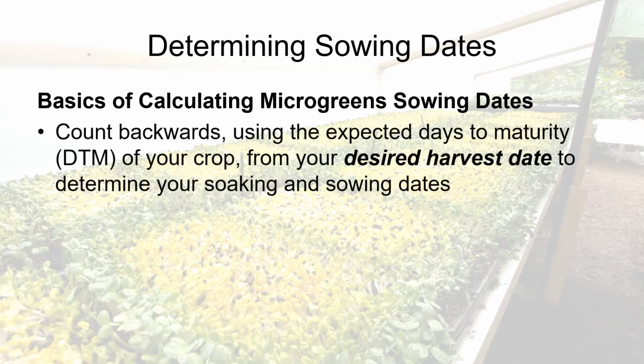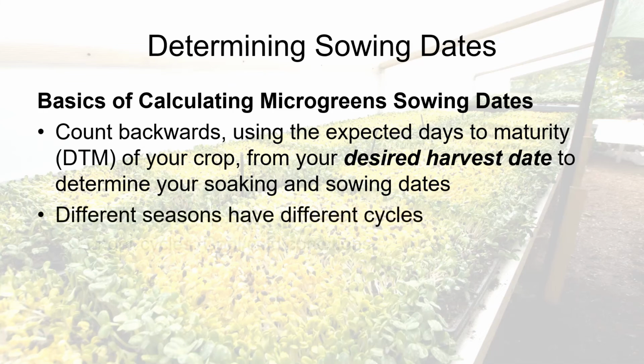And so let's look at the idea of calculating sowing dates, which really is just counting backwards using the expected days to maturity of your crop to determine your soaking or sowing date. So days to maturity is something that's determined for a lot of crops, and while it varies, we can use it as a way to determine our best sowing dates.